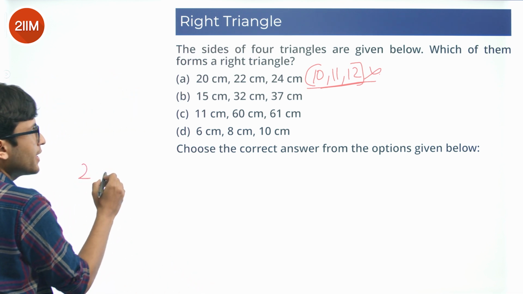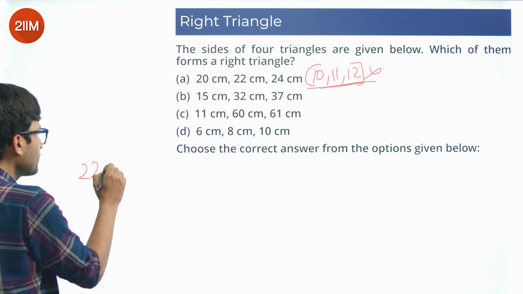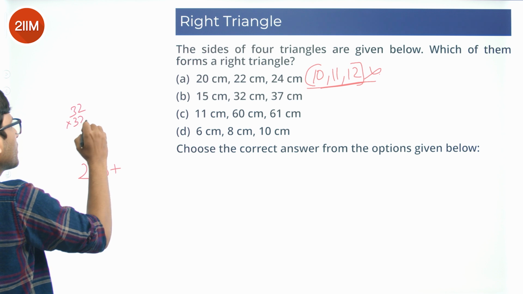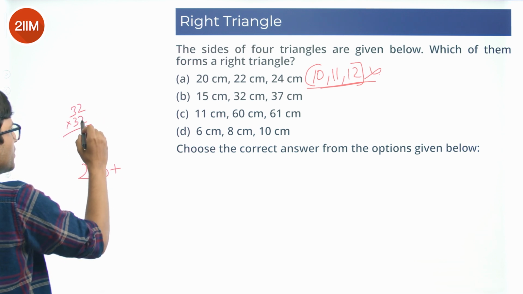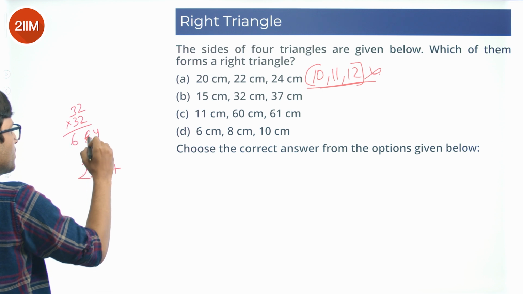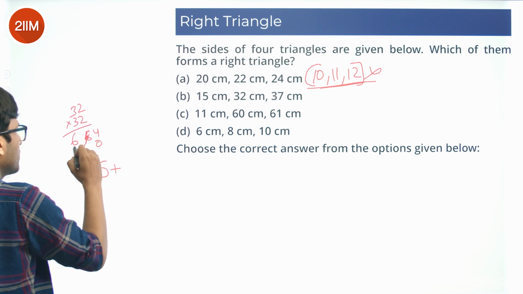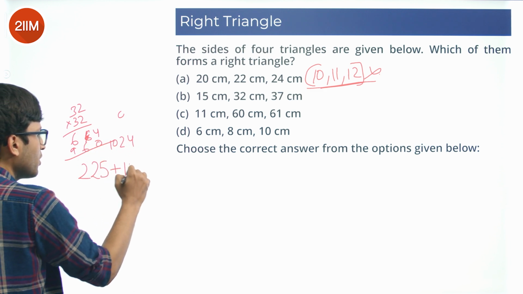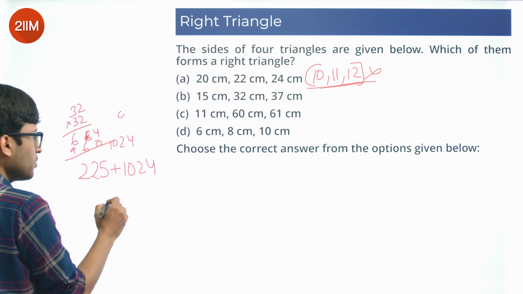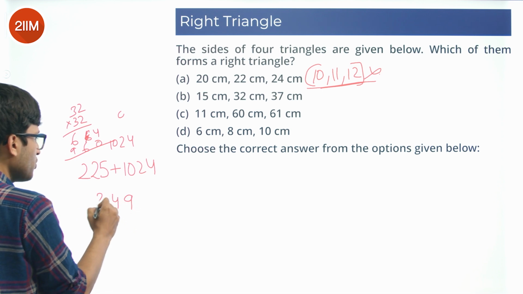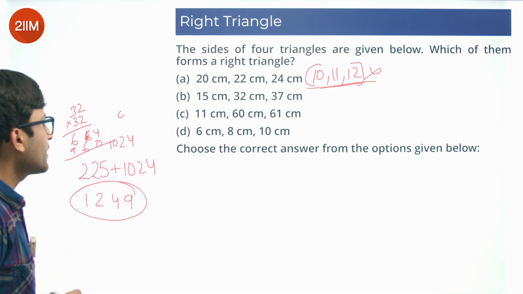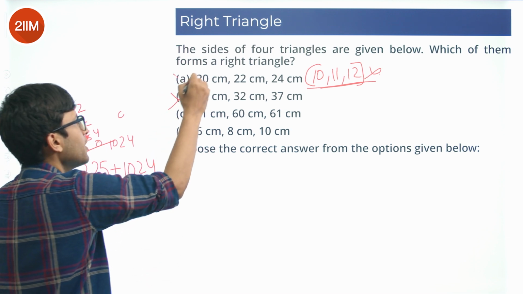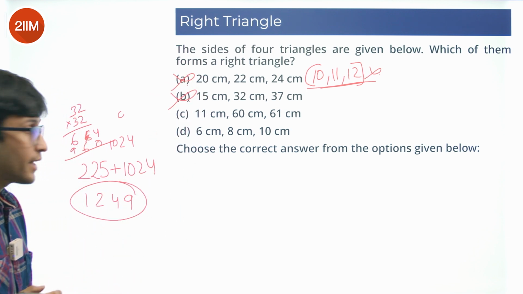So let's write it down. 225 is 15 square and 32 square will be equal to 1024. 1024 plus 225, which is equal to 1249, and 37 square is not equal to 1249. Okay, so this is also not the option. These two are not the values which I can get my answer.